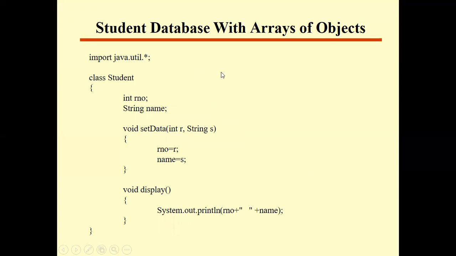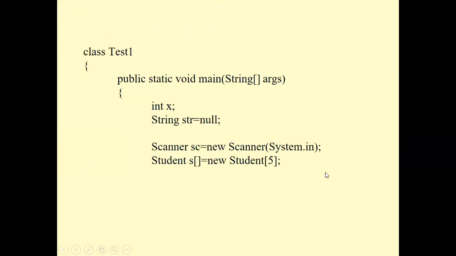Now we are going to see student database with arrays of objects. The same Student class is defined with data members, register number and name, and with two methods, setData and display. setData is used to initialize the data members, register number and name. Display method is used to print the values of the register number and name.